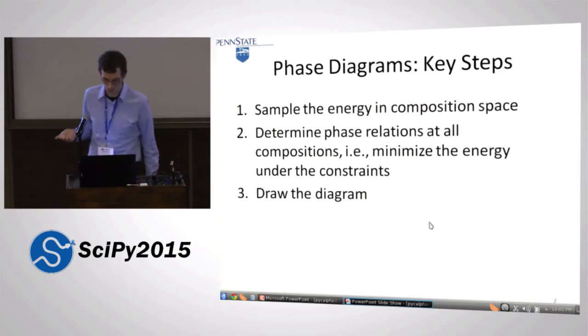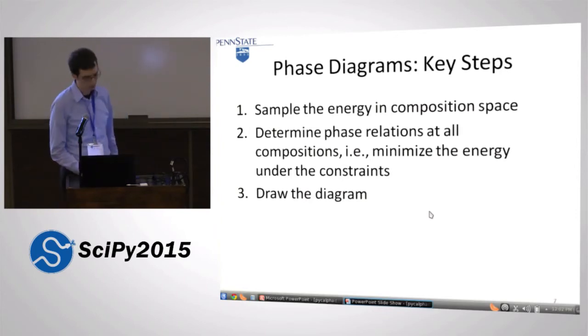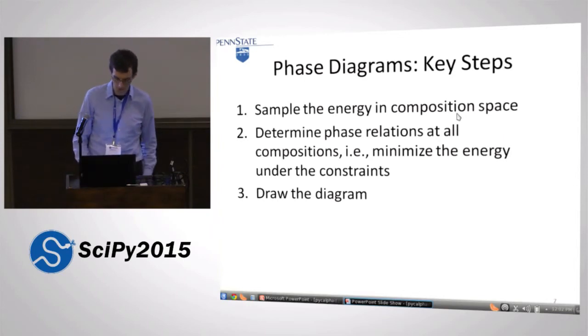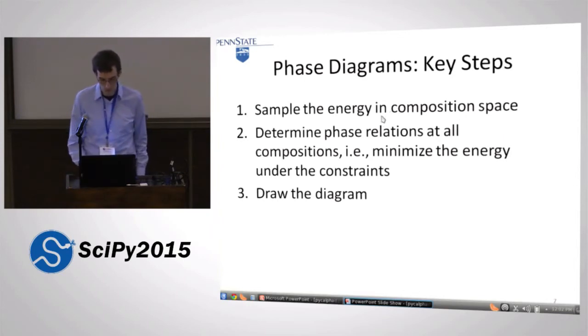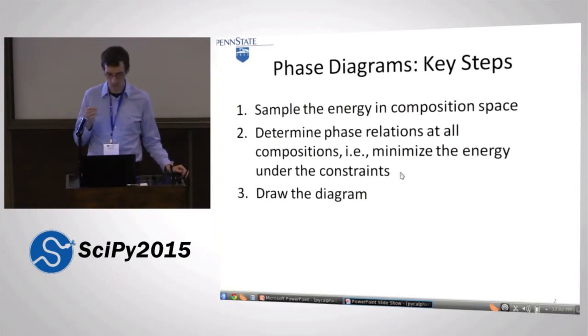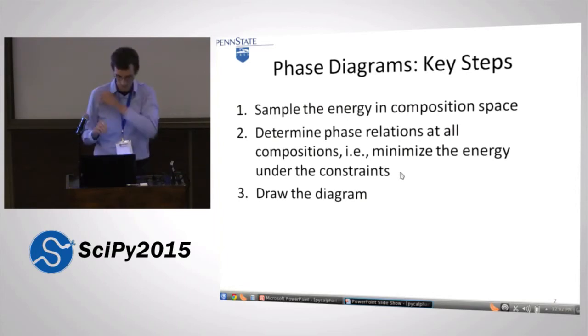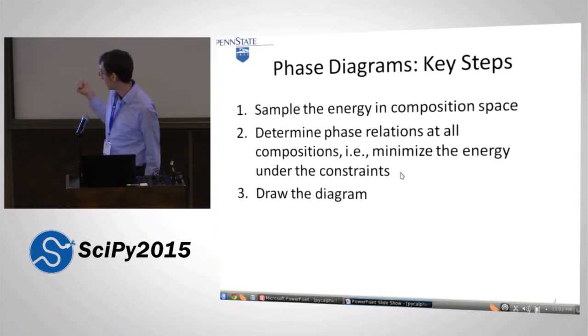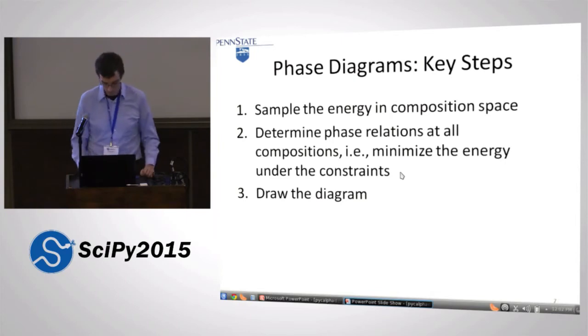So the key steps when you want to compute a phase diagram are you have to sample the energy, in this case the Gibbs energy in composition space. You need to then determine the phase relations at all those compositions, which is equivalent to minimizing the energy under the constraints. And then the third step is you draw the diagram.